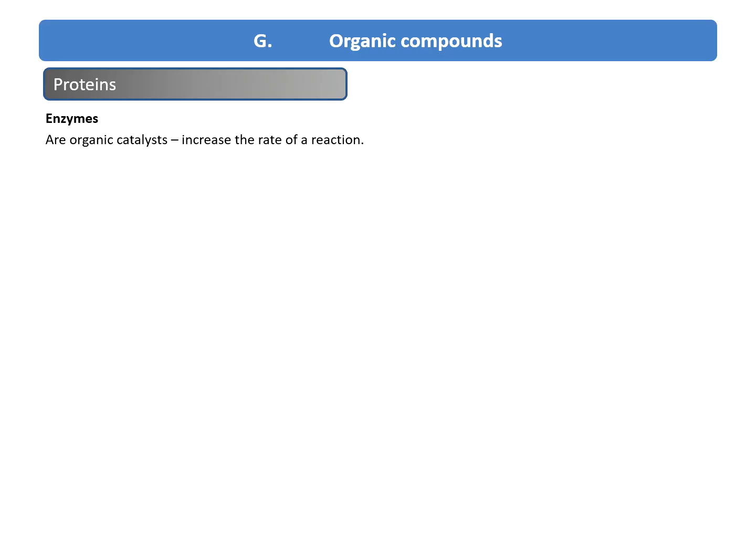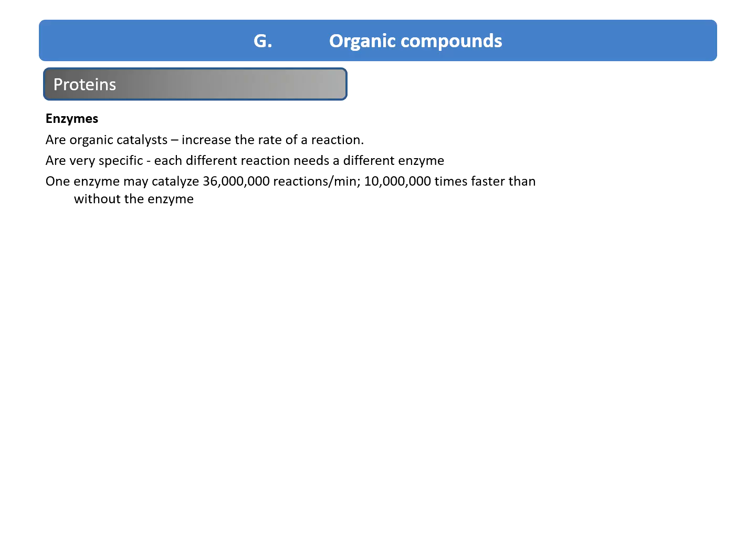Enzymes are organic catalysts. They increase the rate of a reaction. For all practical purposes, that means if the enzyme is absent, the reaction will not take place. They're very specific. Each different reaction needs a different enzyme. So if a cell has 10,000 different reactions, there will be 10,000 different enzymes required.